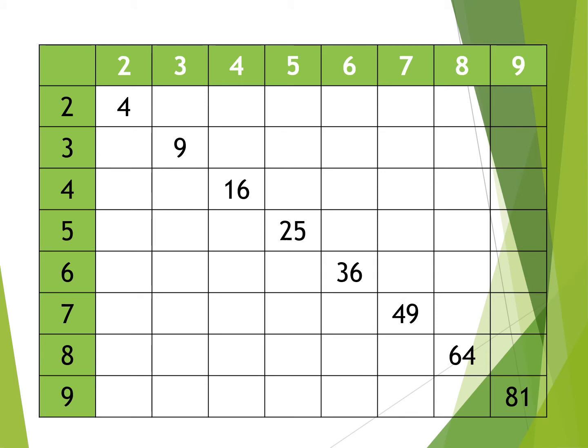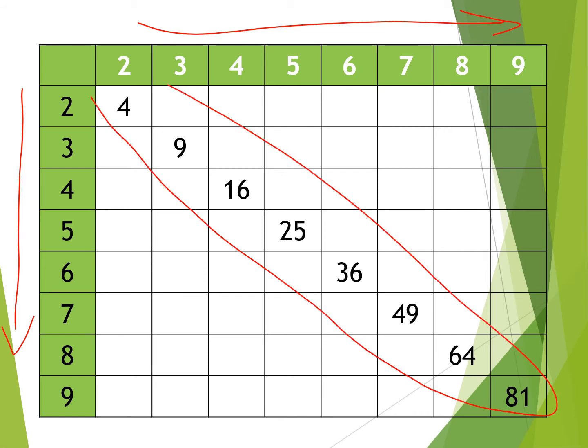So you see this table right here? This table has numbers going from 2 to 9 from top to bottom like that, and there are some numbers going from 2 to 9 from left to right. Okay, and then you see these numbers in the diagonal right here. These numbers are the square numbers.